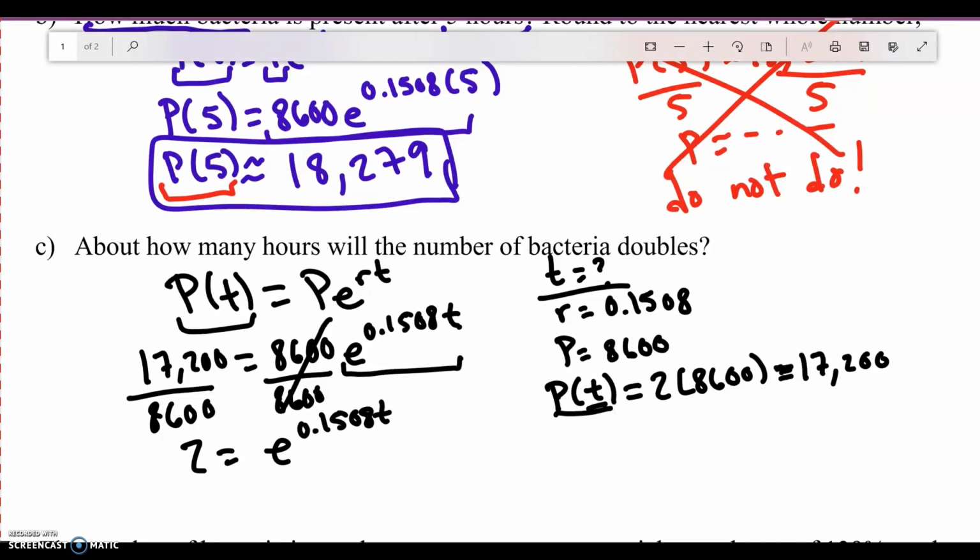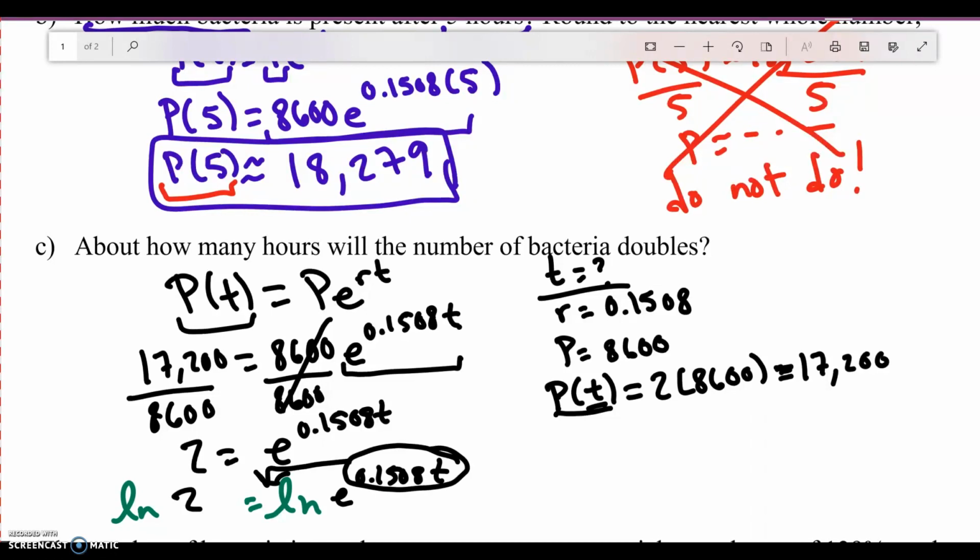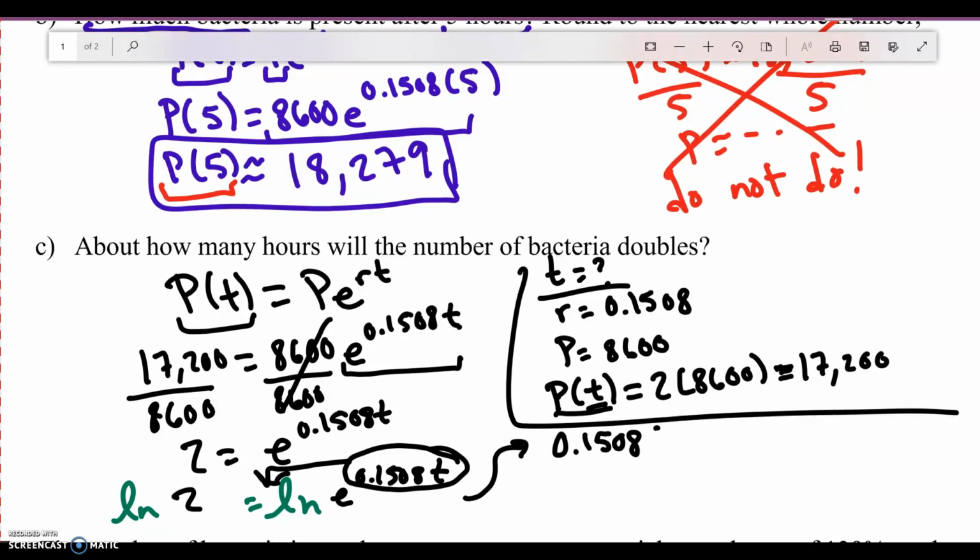Okay. Now I need to get rid of that e. So what do we have to do? Apply ln to both sides. So when I apply an ln to both sides of 2 equals e to the 0.1508 t, this exponent is going to go to the front. So what I'm going to have is 0.1508 t, ln of e is just going to be 1, is equal to ln of 2. Now, in order for me to solve for t, I just have to divide by 0.1508.